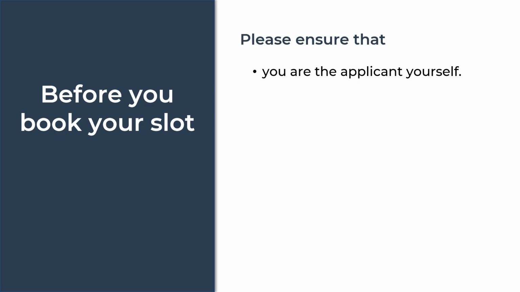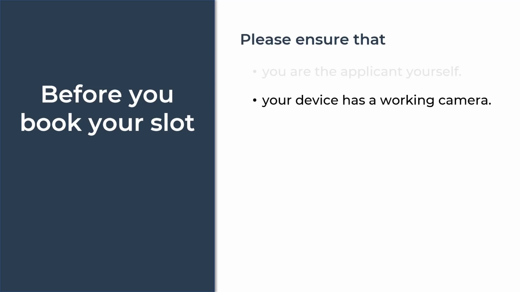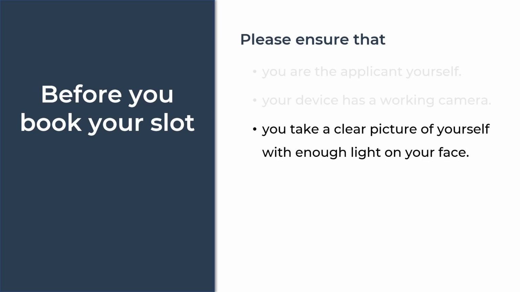Now, before you book your slot, you have to ensure few things. The very first one is that you are the applicant yourself and you are not filling this form on behalf of someone. The second thing that you have to keep in your mind is that the device through which you are booking your slot does have a working camera. And lastly, you take a clear picture of yourself with enough light on your face during taking a picture when you'll be booking your slots.